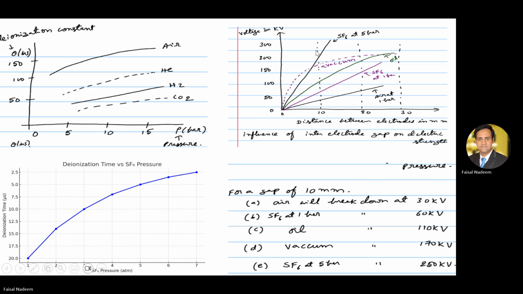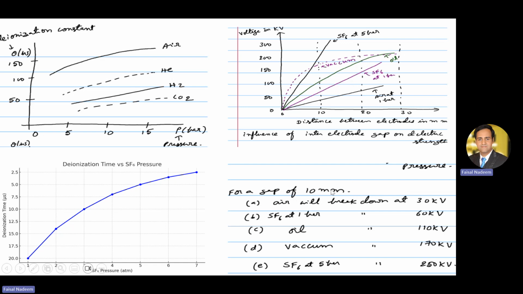So by increasing the pressure, we also get high breakdown strength. And this is because by increasing the pressure, the dielectric strength increases. By increasing the pressure, the deionization time of the gas also increases. So I hope this graph is understood, and I hope there is no problem in understanding it.